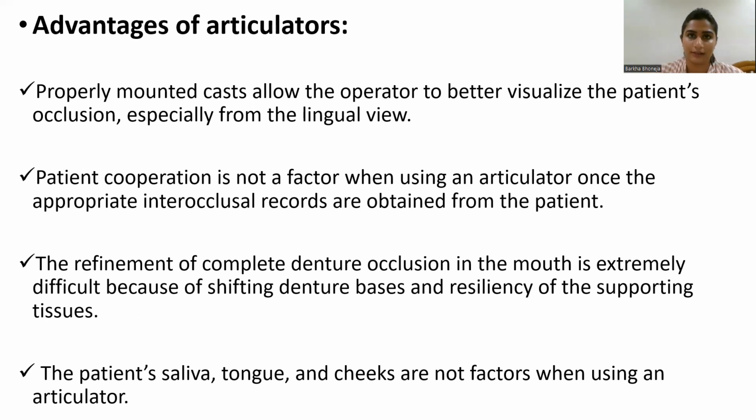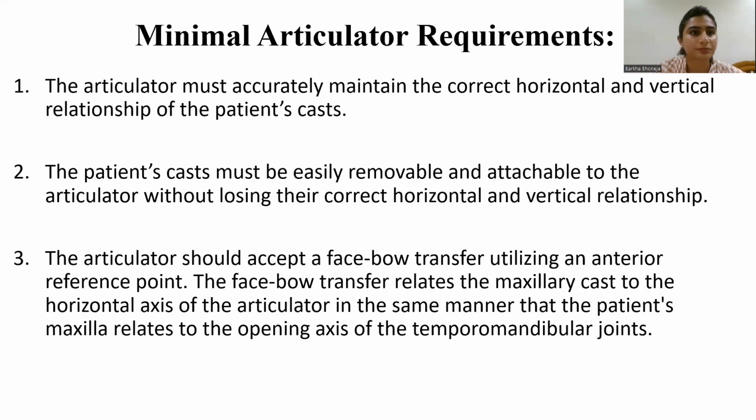So when we do it on the articulator, all of these factors are eliminated. You can simply put your maxillary and mandibular denture bases over the cast. You can put the articulating markings, and the procedure is very fast and smart. The patient's saliva, tongue, and cheeks are not factors when using an articulator, as we have discussed before.